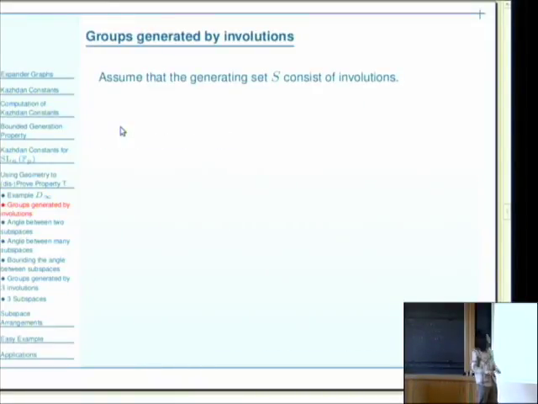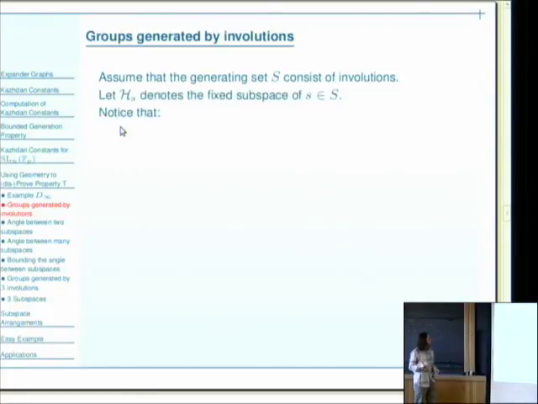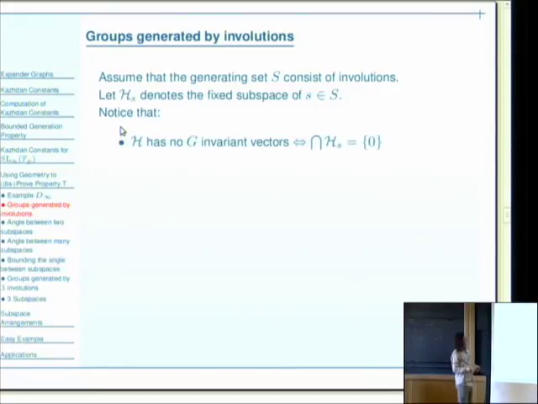So assume that I have a group which is generated by elements of order 2. This is a technical reason, I just don't want to mess with the bigger thing. Each element of order 2 has some kind of fixed subspace. And if I have a representation, this representation has no G-invariant vectors if and only if the intersection of these subspaces is trivial. Because everything in the intersection is fixed by all the generators, and therefore by the whole group.